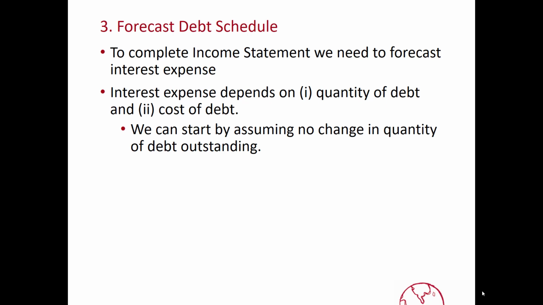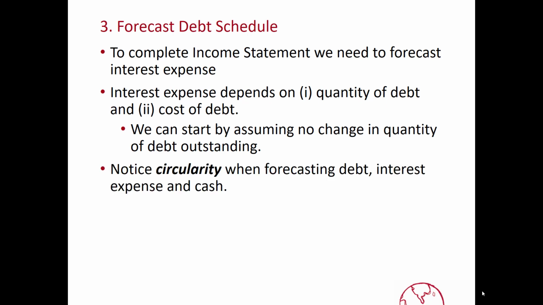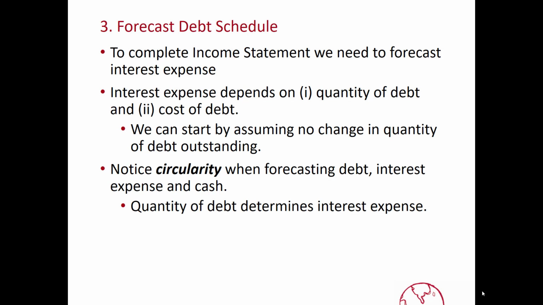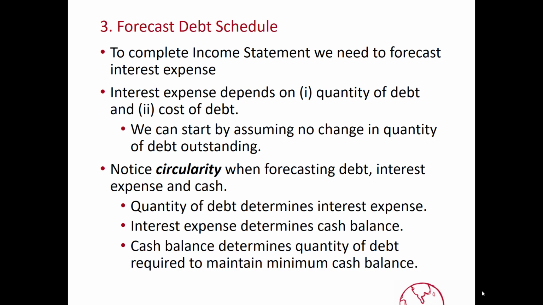We start by assuming no change in the quantity of debt outstanding. On this basis, interest expense in the next year will be the same as it was in the past year. Notice, however, that if we were going to increase the quantity of debt, interest expense would increase. That would lead to a lower net income, and it may lead to a decline in cash, which would require higher debt in the future. There is therefore a circularity in your forecast, where debt, interest expense, and cash are all related. Quantity of debt determines interest expense, which determines cash balance, which determines how much quantity of debt is required in order to avoid bankruptcy.